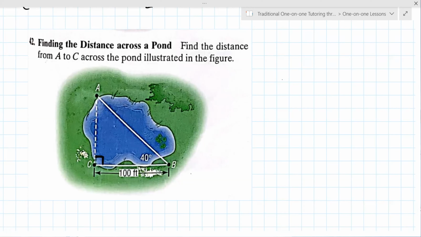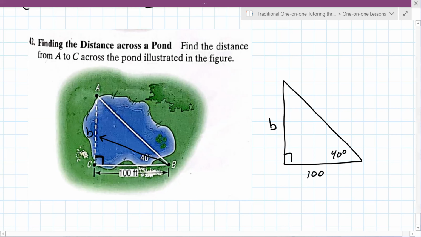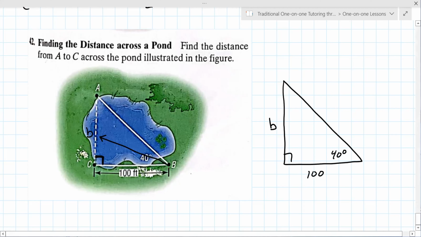One of the things I like to do sometimes is draw the triangle without the picture, just because there's so much going on here. We got 100 and that's 40. And we want to find the distance across the pond. I'll call that little b. Little b is generally across from big B. You might think it's AB, but it does say A to C in the problem. So that would mean we have to find little b, right?